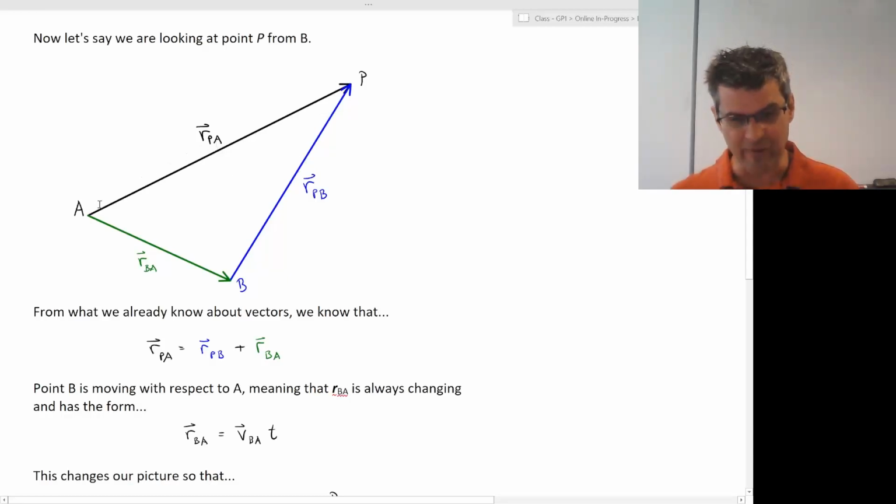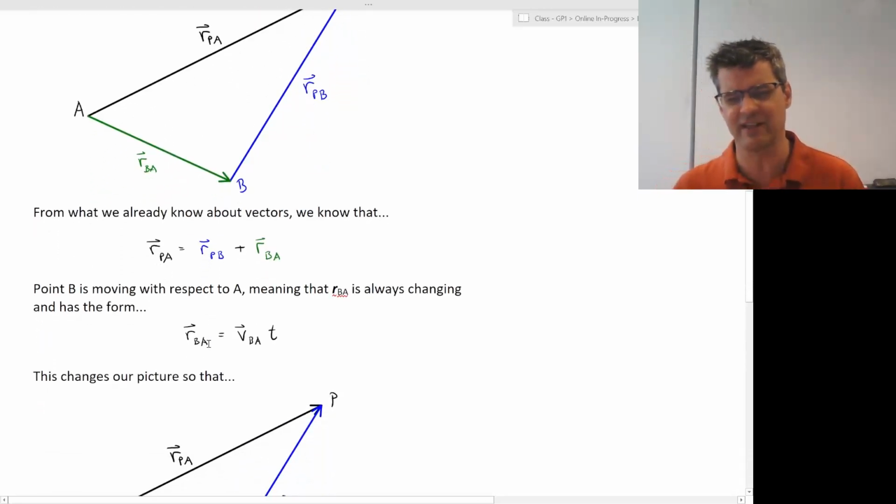But another way for me to get from point A to point P is to go from point A to point B, and then go from point B to point P. So there's going to be two vectors that could work the same way as that first one: the position of B with respect to A, and the position of P with respect to B. Both of these things are describing the same thing because of the way that vectors add. Now I'm going to change the problem ever so slightly.